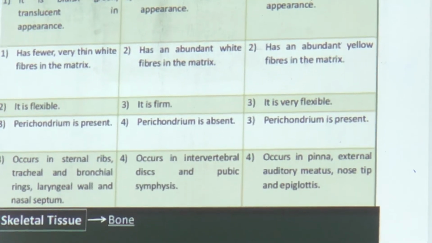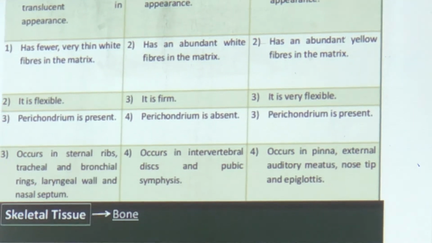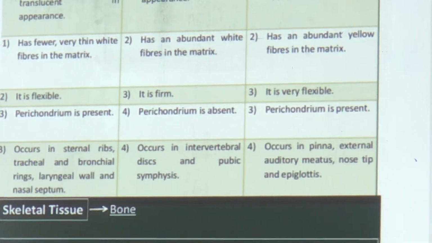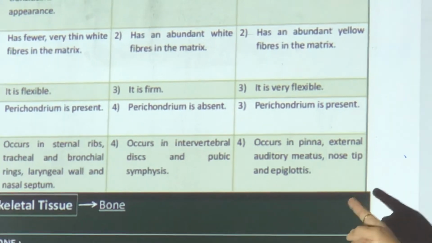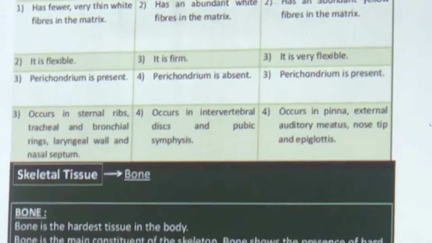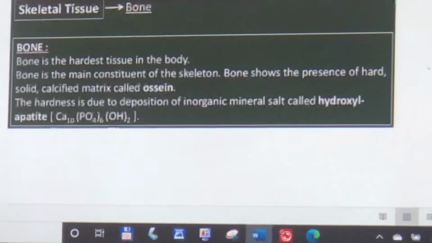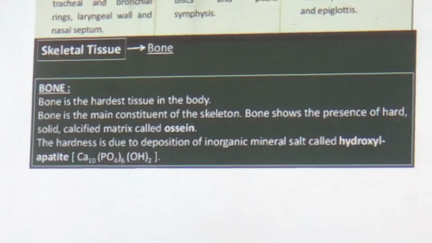They're found in rib, trachea, bronchus, larynx. Found in intervertebral disc and pubic symphysis. This is found in the external ear and nose tip and all these organs. So I've made your life very simple. When you have a look, your text becomes simple.